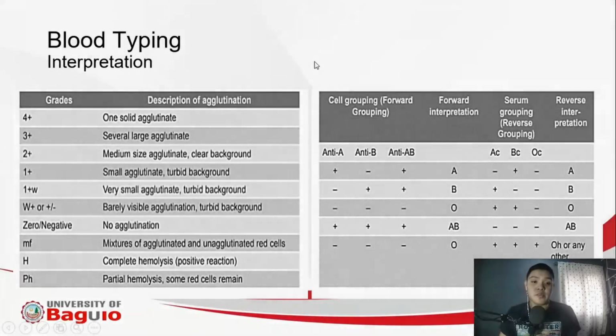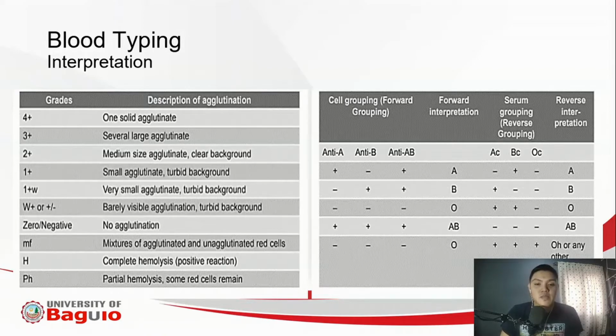Moving on to the interpretation of the results of the different blood typing procedures. First is the glass slide method. If we see one solid agglutinate, we'll grade it as 4 plus. If we see several large agglutinates, we will grade it as 3 plus. If we see medium-sized agglutinates with a clear background, we'll grade it as 2 plus.